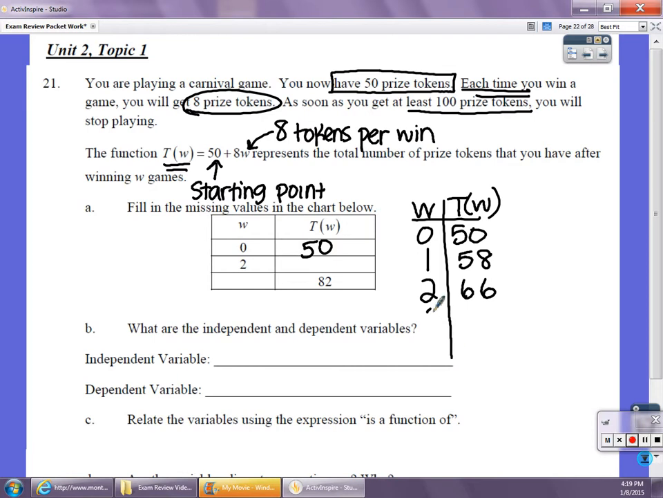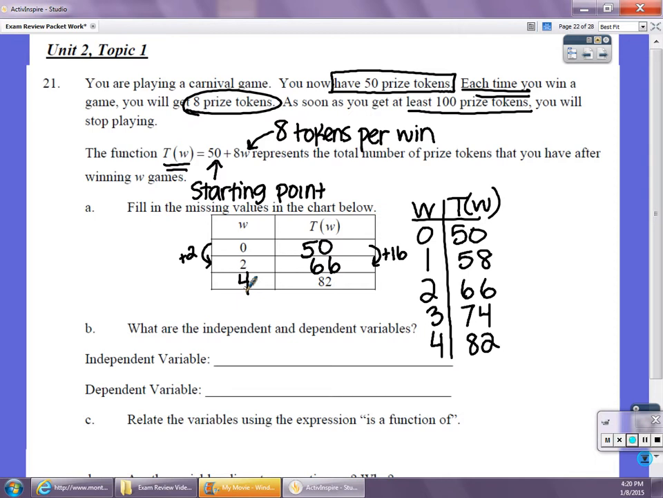After 3 wins, we're going to have another 8, which is going to give us 74 tokens, and after 4 wins, we'll have 82 tokens. I just wanted us to see that this table is increasing. This is going to be plus 2 here, so that's not going to be plus 8, it's going to be plus 16. So be very careful, make sure you check before you just start adding something. The 2 is going to be 66, and we figured out that 4 is 82.